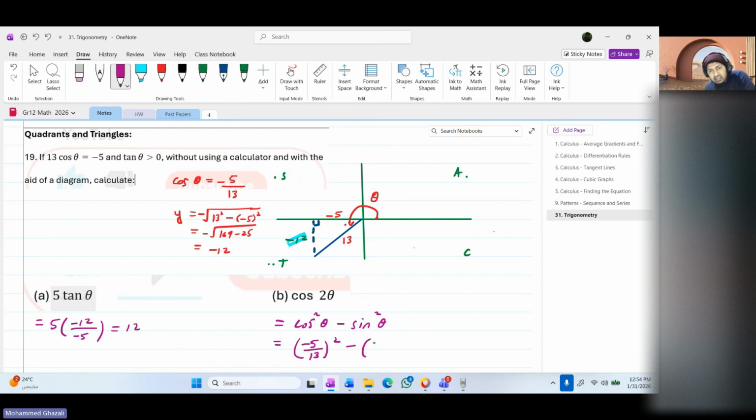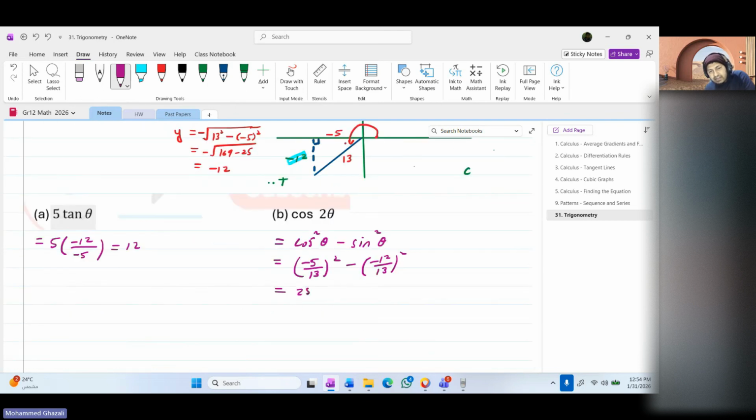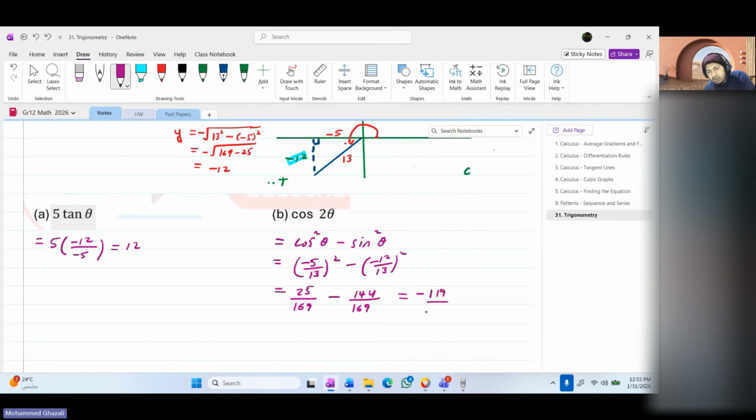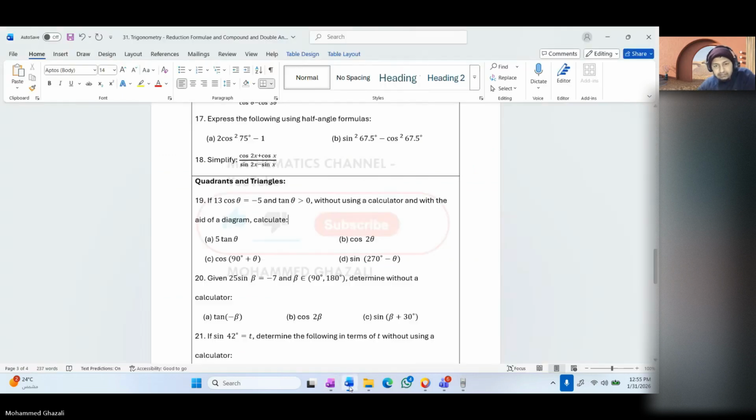And sine squared is -12 over 13 squared, right? So I've got 25 over 169 minus 144 over 169. So what's 25 minus 144? 25 minus 144 is negative 119 over 169, and that's my answer. Just by using the diagram.